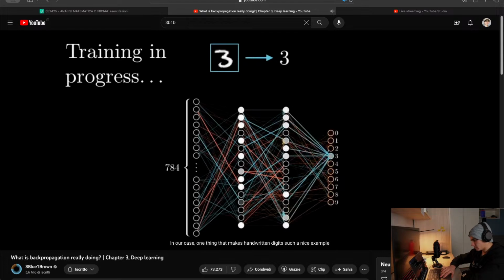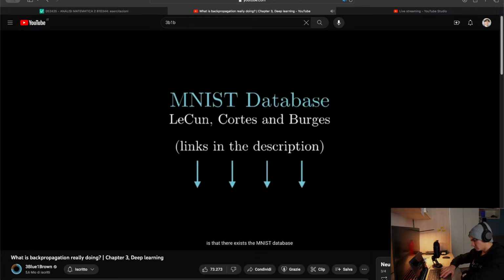In our case, one thing that makes handwritten digits such a nice example is that there exists the MNIST database with so many.